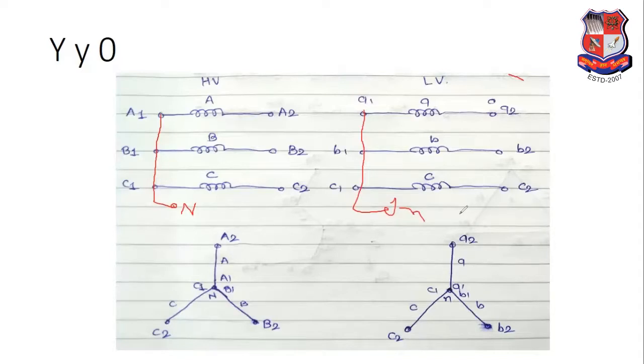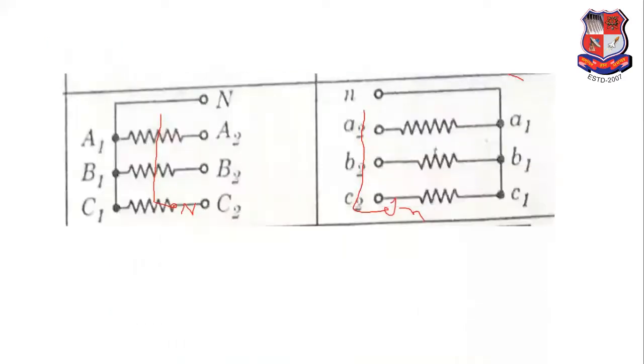So this is a simple YY0 connection. YY means HV is connected in star, LV is connected in star, and the phase displacement between the line voltages of any phase is 0. Okay, now next connection. So this is the actual connection that we draw for the star connection.